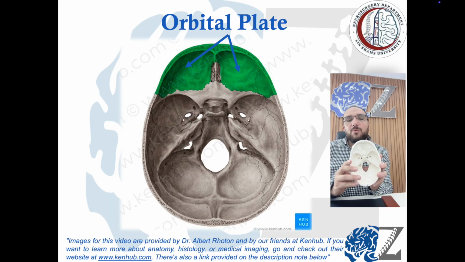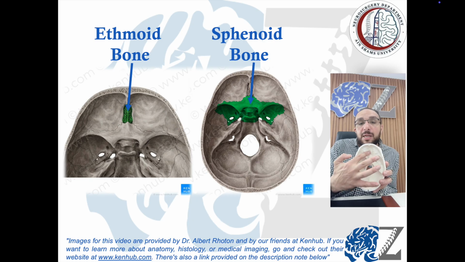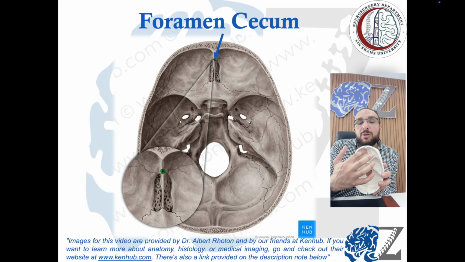Okay, and that's everything we can mention about the frontal bone. If we look at the skull from the skull base, from inside, we know that it forms most of the anterior cranial fossa by the orbital plate of the frontal bone. It's fusing medially with the ethmoidal bone, fusing posteriorly with the sphenoidal bone, and we know here the frontal crest, which gives attachment to the falx cerebri, and we know the foramen cecum that sometimes passes an emissary vein.